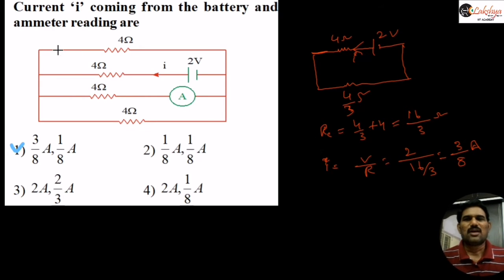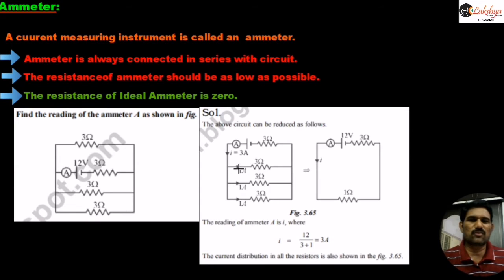Now when this 3 by 8 amperes reaches this point here, you can observe that it has to divide into 3 parts. Some current should flow like this and some like this, and again it will divide further here. That means you can convert this circuit like this, and that 4 ohms also you can connect like this.